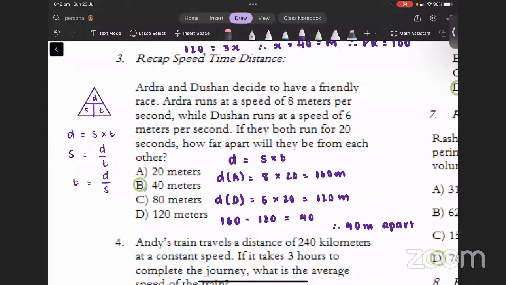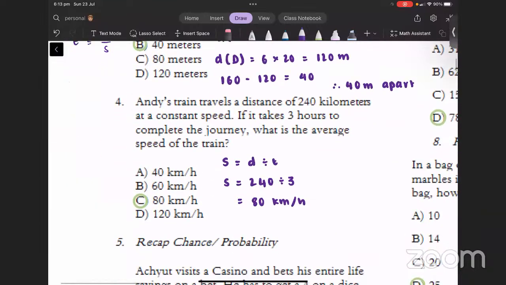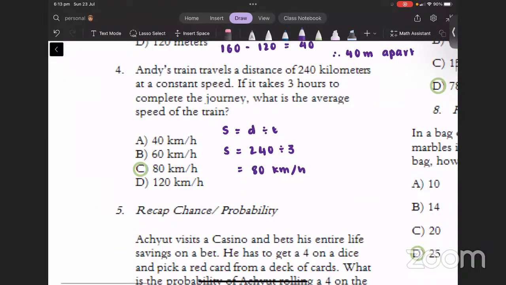Any questions about question number 3? No. All right then. No? All right, question number 4.